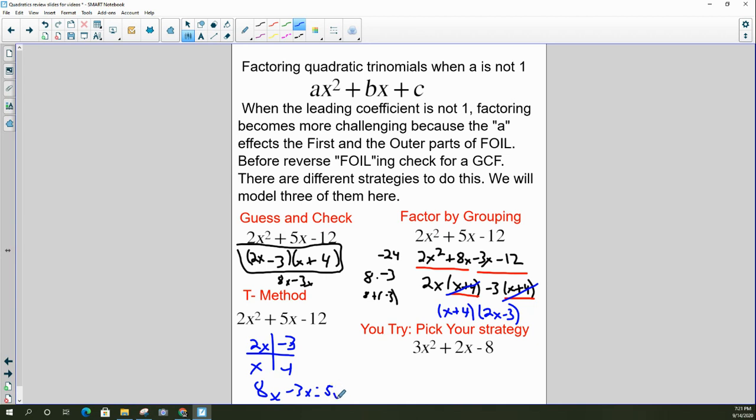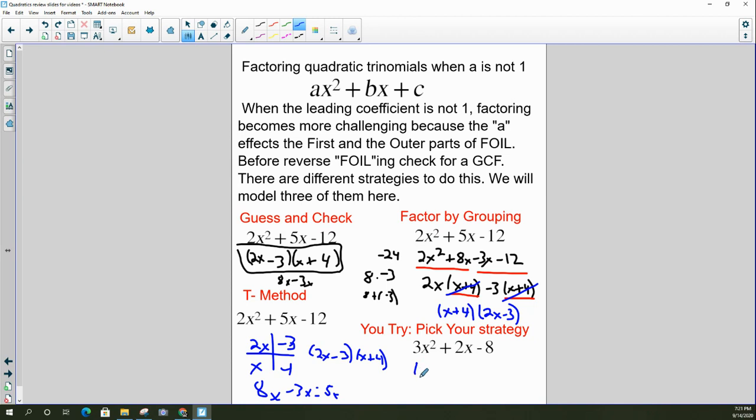So then my answers are my rows. So 2x minus 3 is one factor, and x is positive 4, so x plus 4 is my other answer. All right, so that's the third strategy. It's called the T method because it looks like a T, okay, but then I'm just cross multiplying to check. All right, so now your turn.